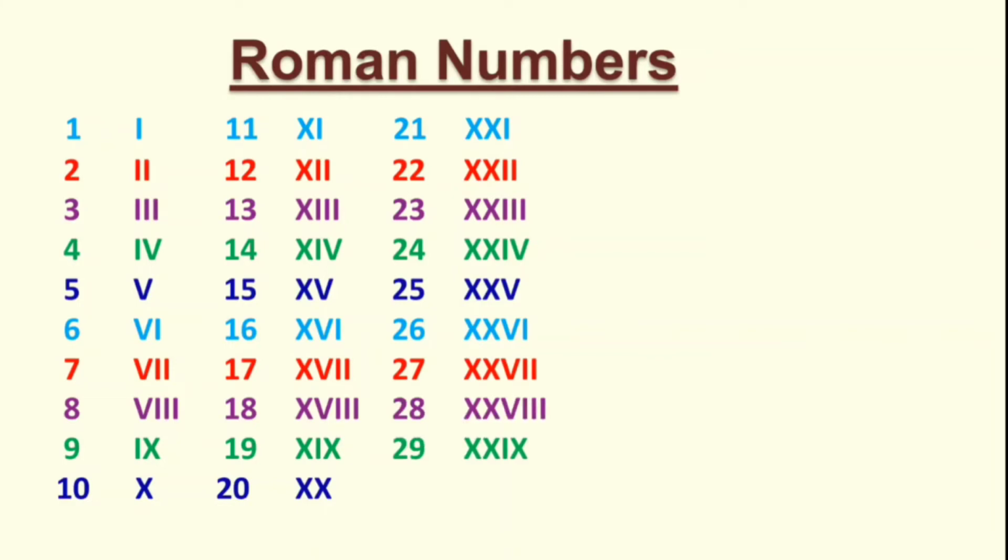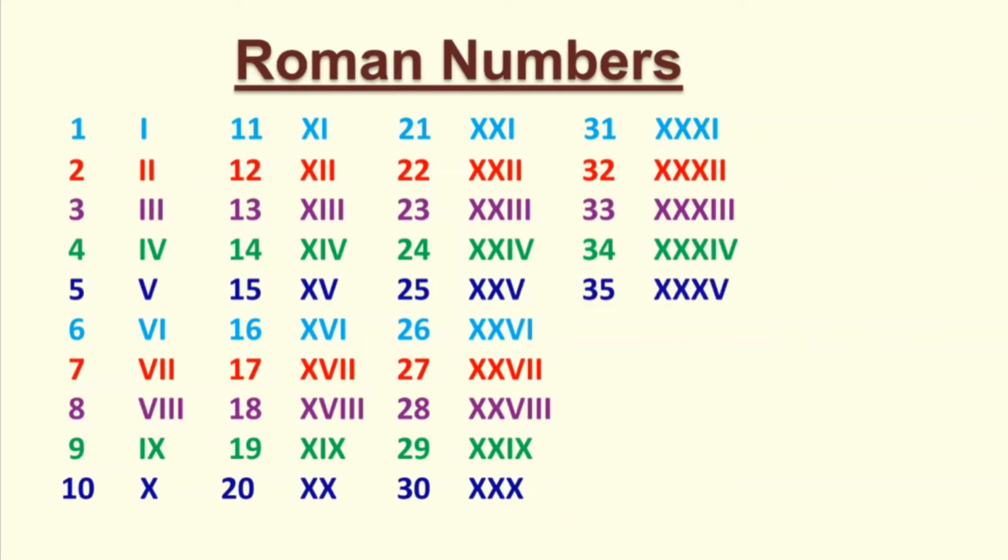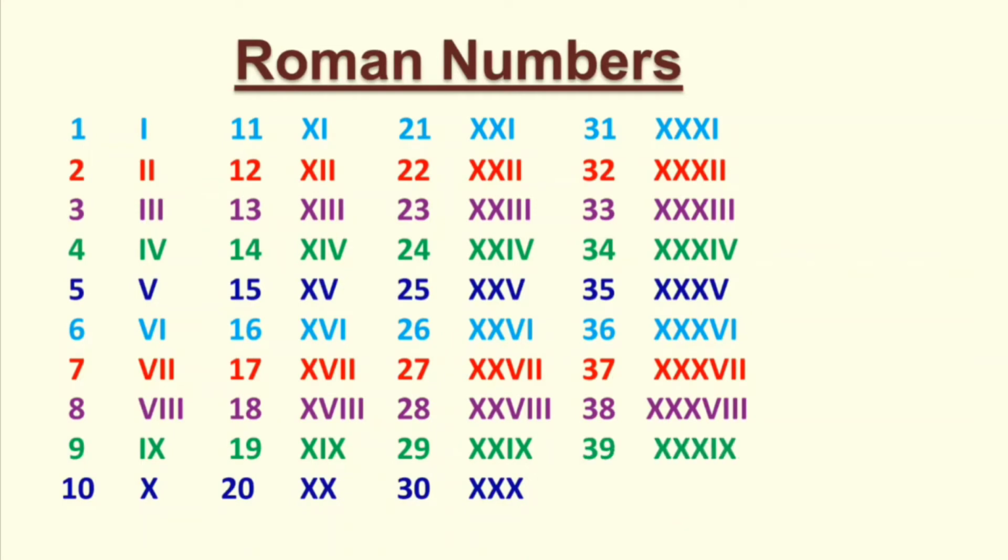Now to write down 30, use 3 times X. 3 times X and 1 is represented by I. 3 times X and 2 is represented by II. Similarly, we get all these numbers up to 39.